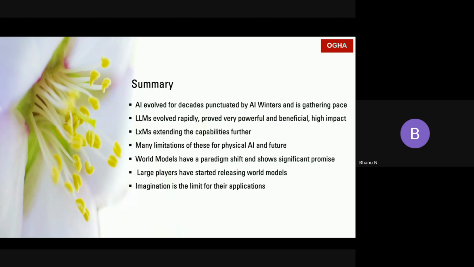And many of these limitations are overcome for physical AI and the future with world models. So basically, it's a paradigm shift. It's a new architecture, and it shows significant promise. Obviously, will it take us to AGI and ASI? That's a different topic. But basically, it's an altogether different dimension for the real world, a three-dimensional world, and a whole host of parameters in the real world with sensory inputs. Then large players have already started releasing these world models. You have seen that. And with that imagination, the sky is the limit for these applications. So you can apply these world models for a whole host of scenarios. It's a real step up of the game.